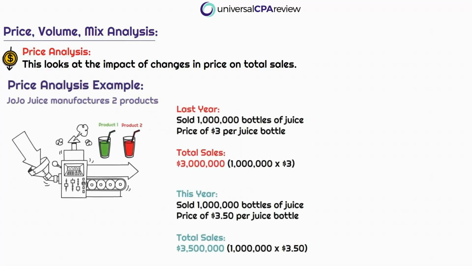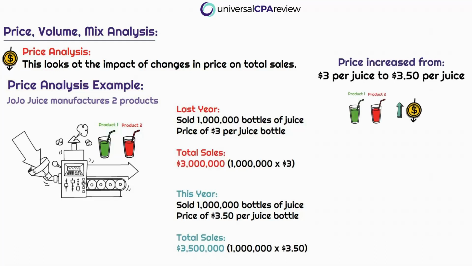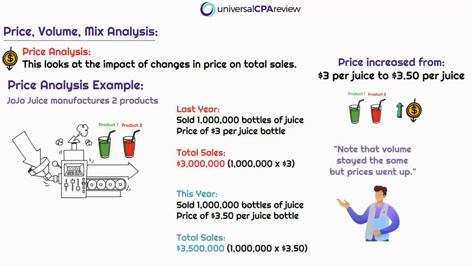Okay, so let's say that JoJo Juice Products manufactures and sells natural juice drinks. Over the past year, the company decided to increase the selling price of their best-selling juice from $3 per bottle to $3.50 per bottle. And this would be an increase of around 16.7%. So in this scenario, price analysis would look at the changes in price and how it affected the overall revenue. So let's say that last year before the price change, the company sold 1 million bottles of juice. So thus, the total revenue from this product last year was $3 times 1 million, aka $3 million.